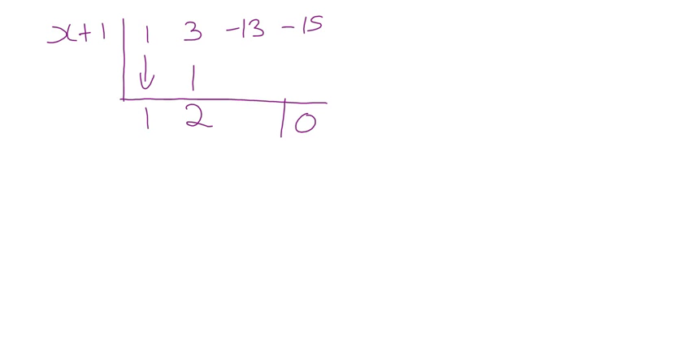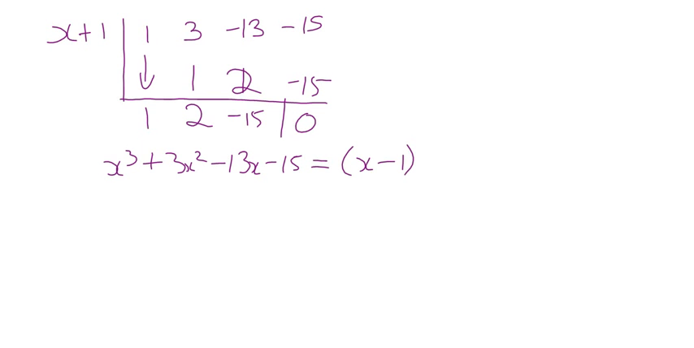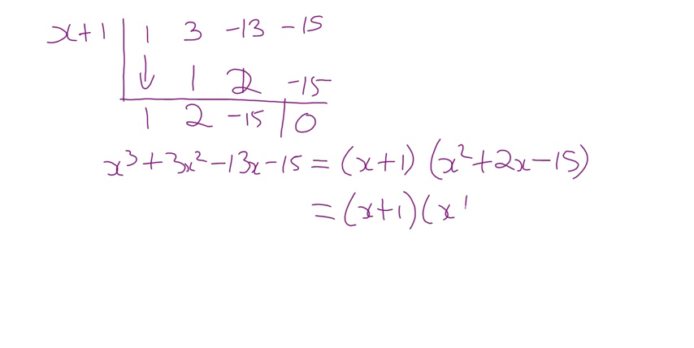1, 1, 2, negative 15, negative 15, 0. Okay, so the factored form then of x cubed plus 3x squared minus 13x minus 15, and I can just read that off of here: constant term, x term, squared term, cubed term, is equal to x plus 1, which is the factor, and x squared plus 2x minus 15.